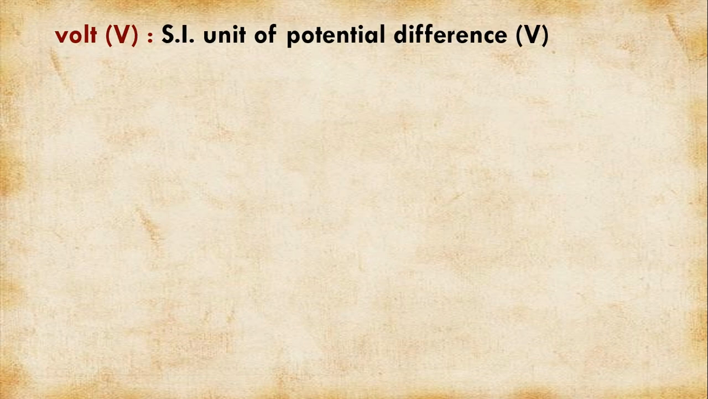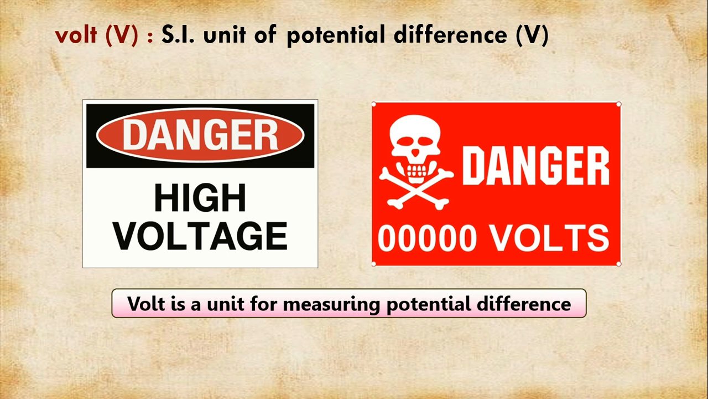Now volt, discovered by Sir Volta, is the SI unit of potential difference, also known as voltage. The same unit is used for EMF, electromotive force. We can see the danger symbol in our daily life, for example at transformers, big circuits and substations, where they display a high voltage warning. It means we are not supposed to touch or go near those substations.